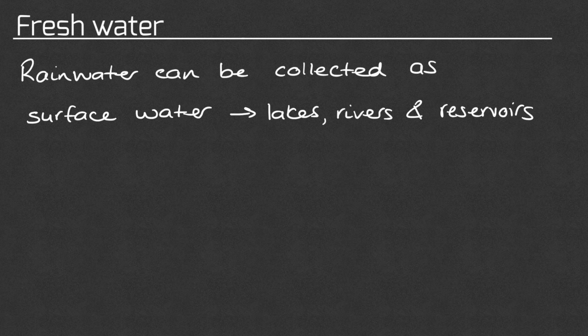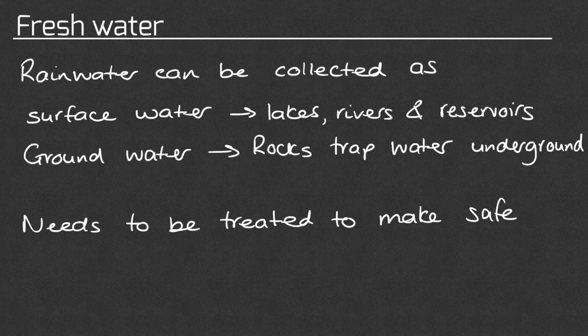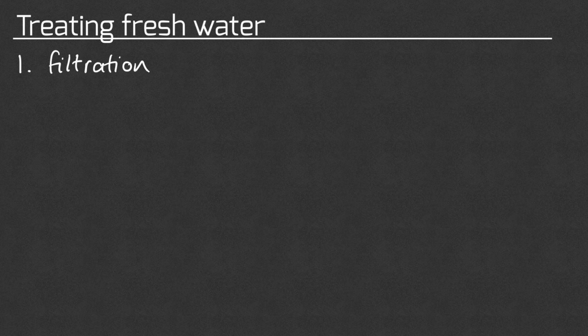We can collect rainwater as surface water, so from lakes, rivers, or reservoirs. We can also collect it as groundwater, and that's where rocks trap that water underground. However, that water isn't safe to drink. We need to treat it first before we can drink it. The first stage in this treatment process is filtration.